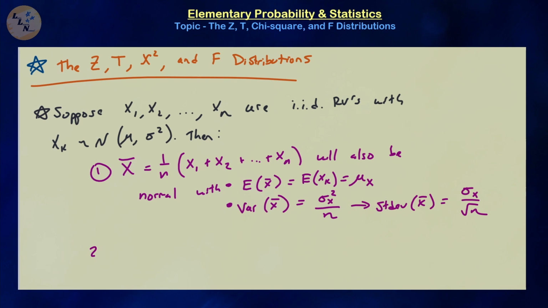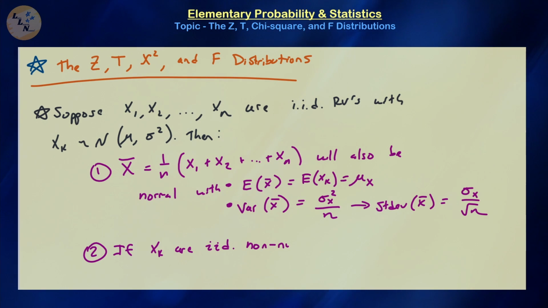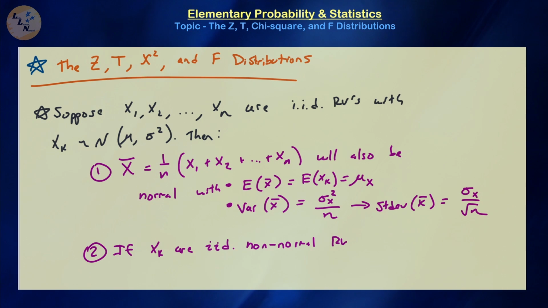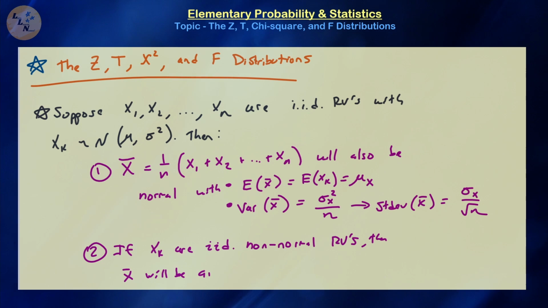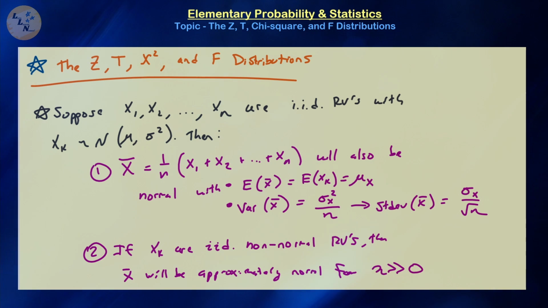Right? And the second property is, not necessarily if these variables are normal, so if these xk's are identically distributed and independent non-normal random variables, then x bar will be approximately normal for n arbitrarily large. Some people will use the rule that n bigger than 30 is sufficiently large, but that's not actually theoretically true, right?